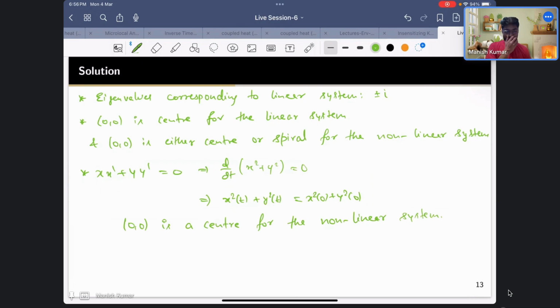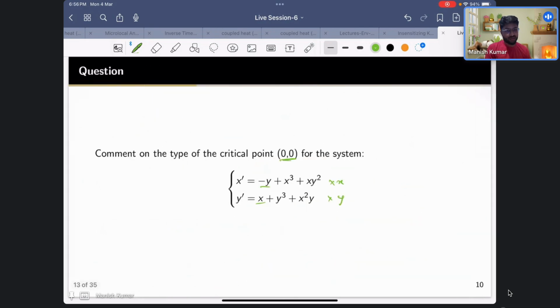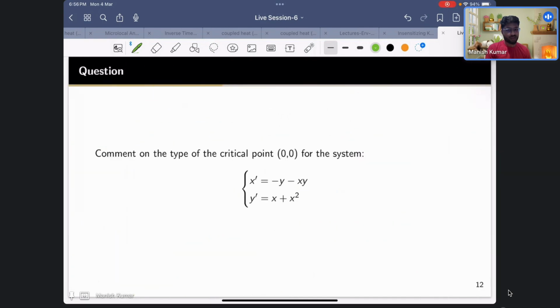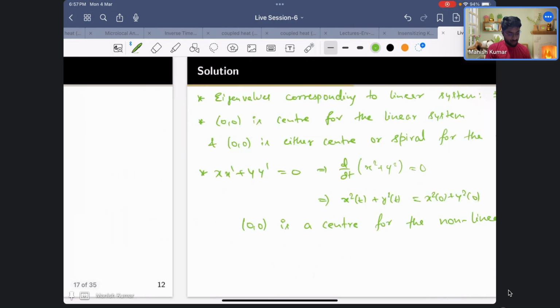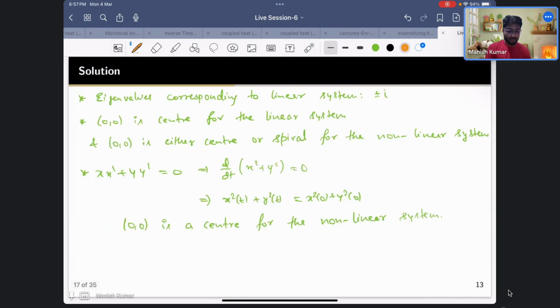Okay, so in these two examples you can see that the linear system has the same behavior, the equilibrium point is a center, but for the nonlinear system in this case it is a spiral, while in this case you get a center. Now let us look at this theorem called the Poincare-Bendixson theorem. What this theorem says is that suppose you have a solution x(t). I hope all these things were clear, what I have said so far.